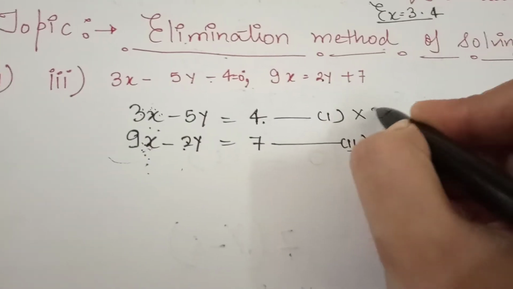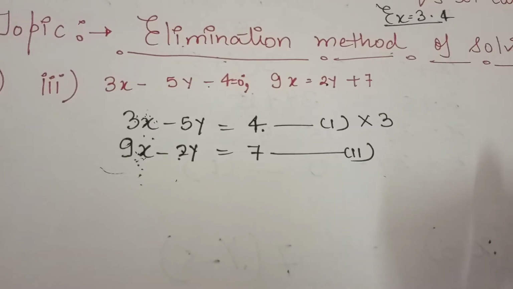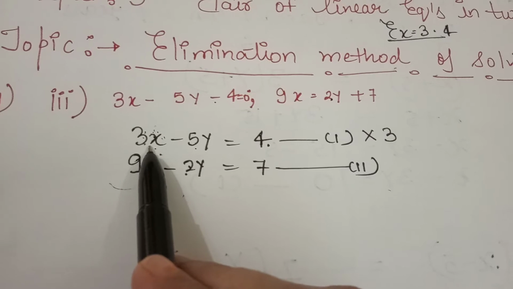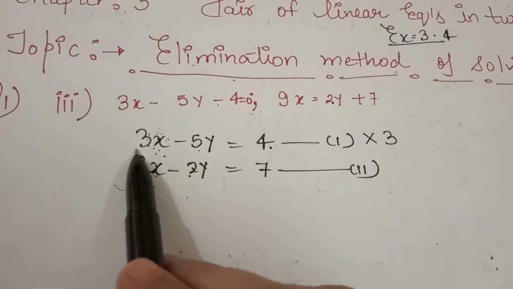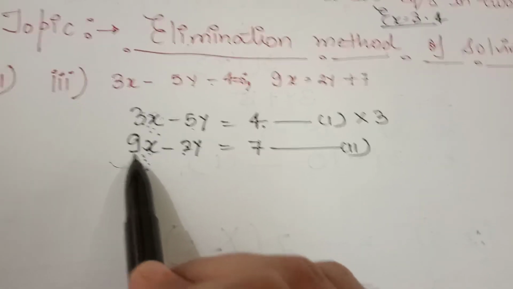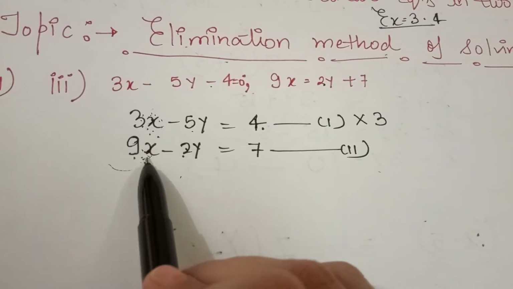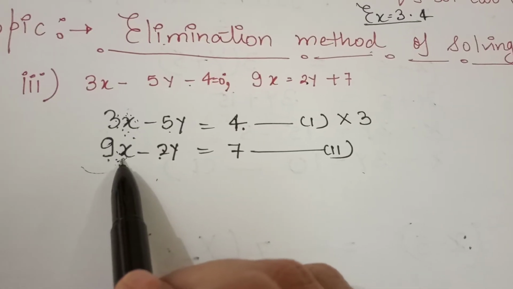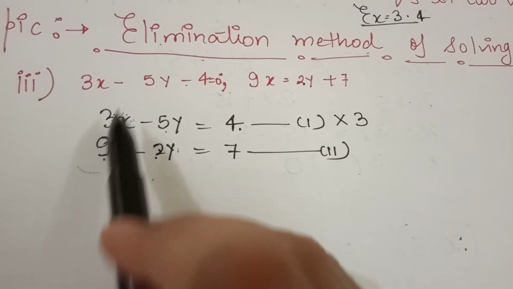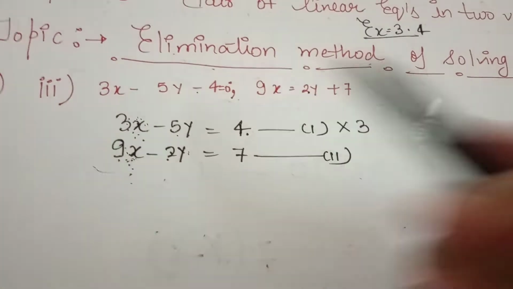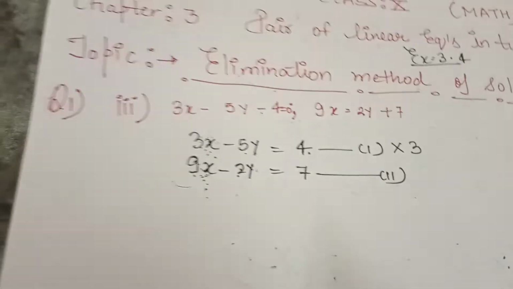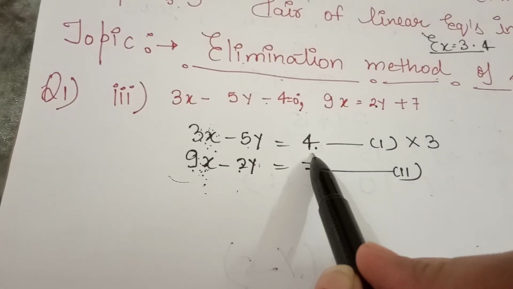So if I multiply by 3 in equation 1, the coefficient of x will be 9, and in the second equation it's already 9. So both coefficients of x will be the same, and then I can eliminate easily. You can choose y also, x also, but I have chosen x according to my convenience. Fine. So now in the first step, I am multiplying the first equation by 3.